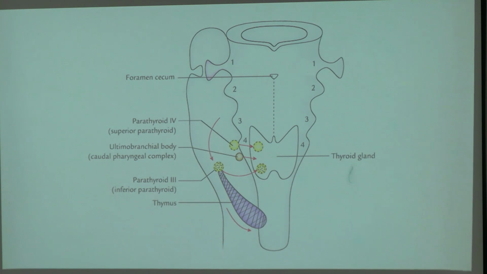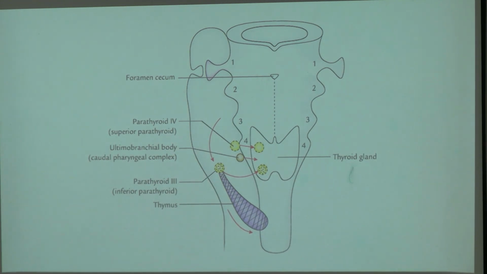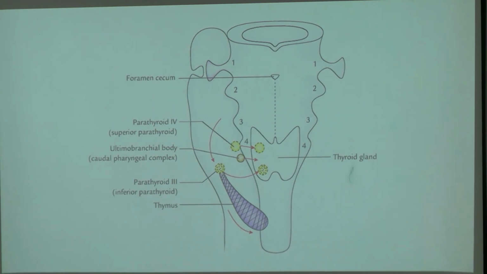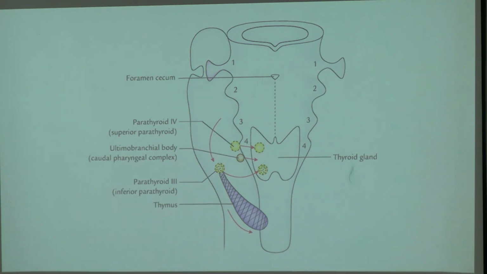And the third one will form the superior parathyroid and thymus. The last, fourth one will form the inferior parathyroid and the caudal pharyngeal complex. Here, caudal pharyngeal complex, inferior parathyroid and superior parathyroid glands.